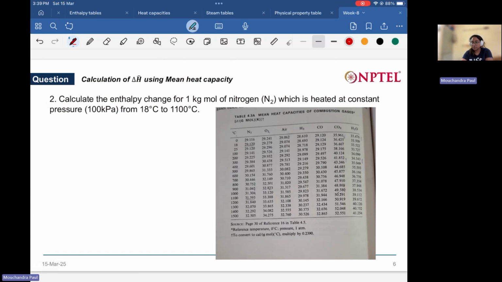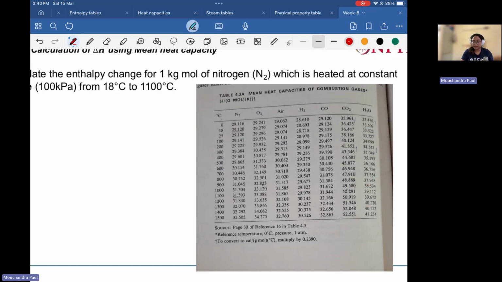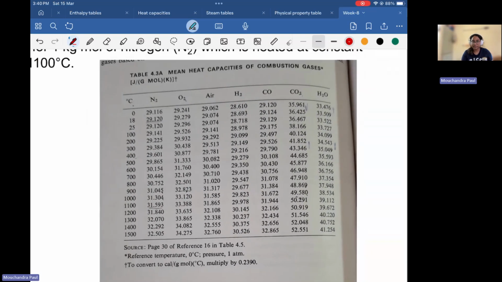For this question, I have given the table that we need already. Here you have to calculate the enthalpy change for 1 kg of nitrogen, which is heated at constant pressure, 1000 kilopascal, from 18 degrees Celsius to 1100 degrees Celsius. This table is what we need.